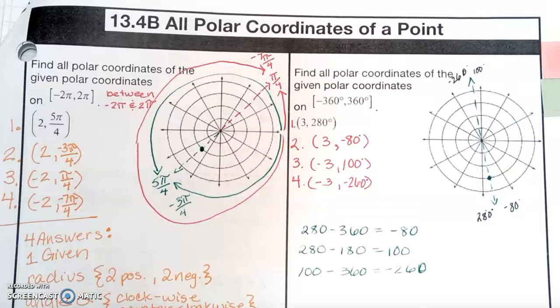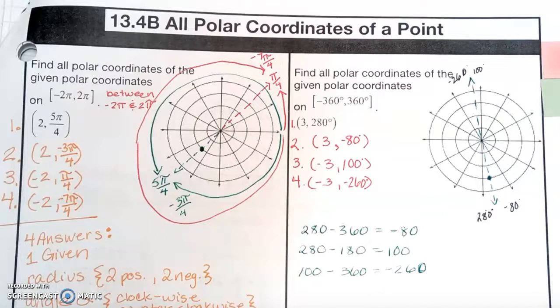So let's look at the first one. It says find all polar coordinates of the given polar coordinates from negative 2 pi to positive 2 pi. What that notation just means is between negative 2 pi and positive 2 pi, because there could be multiples of each of those. Okay, so we just want basically one rotation clockwise and one rotation counterclockwise.